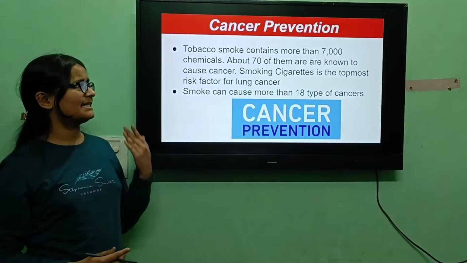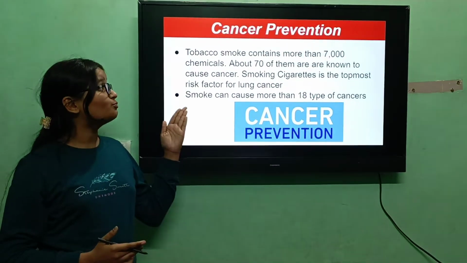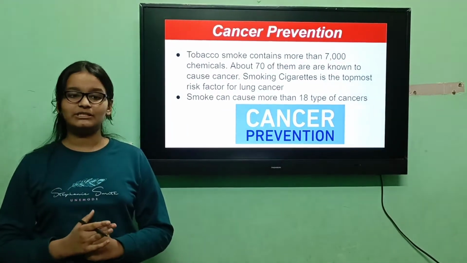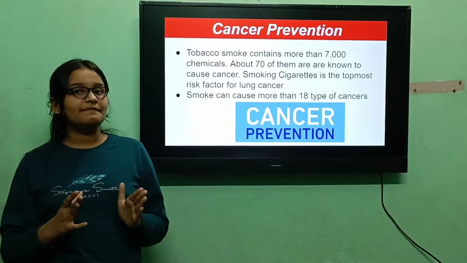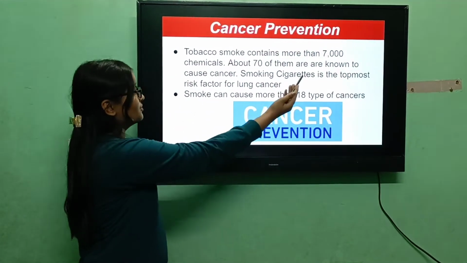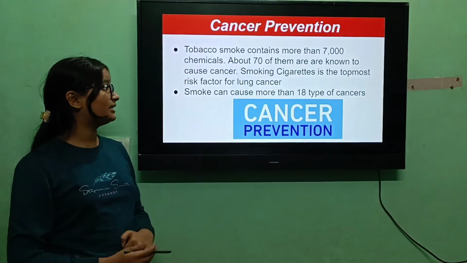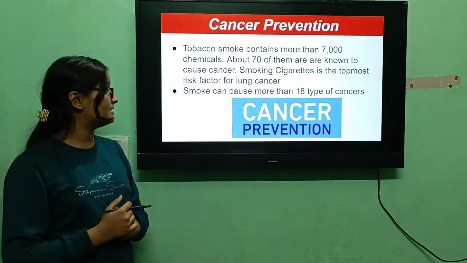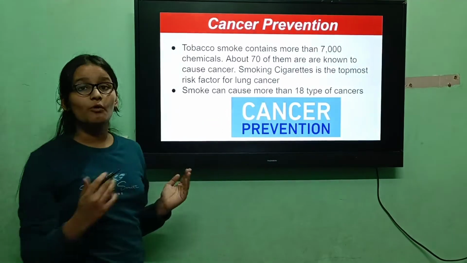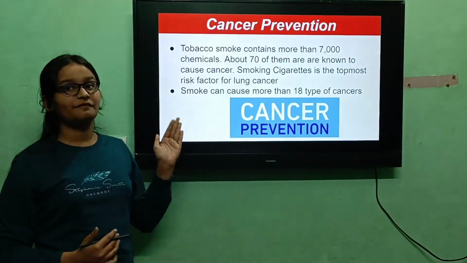Now, what is cancer prevention? Tobacco smoke contains more than 7,000 chemicals. Around 70 of them are known to cause cancer. Smoking cigarettes is the topmost risk factor for lung cancer. Smoke can cause more than 18 types of cancers.